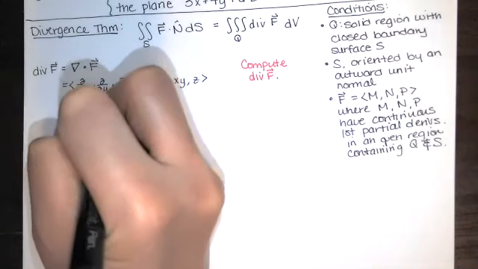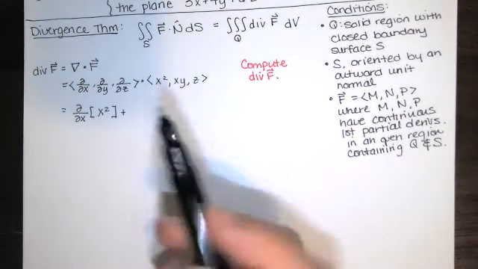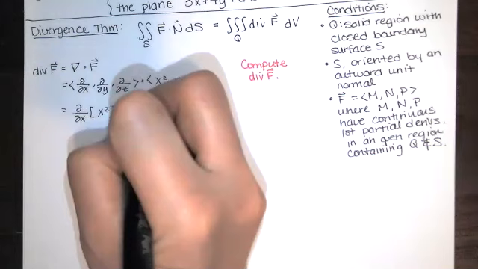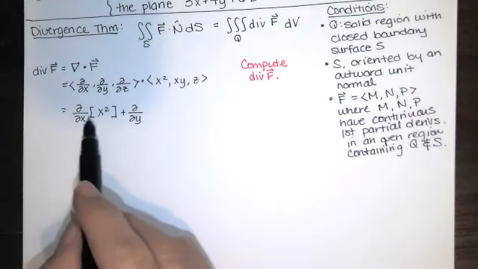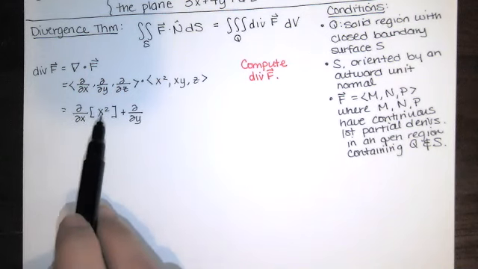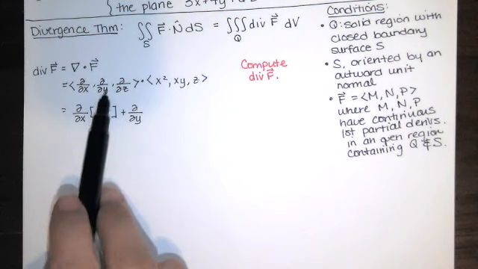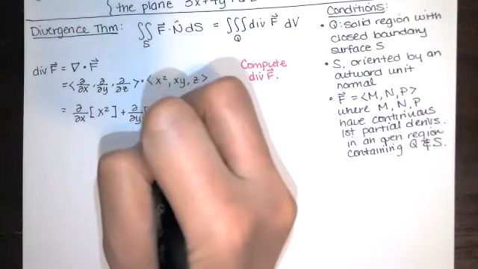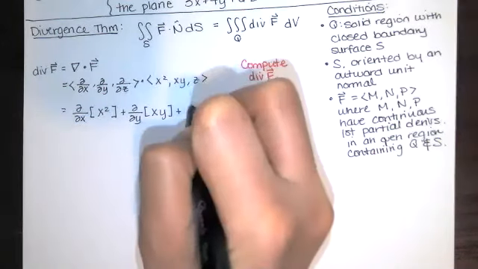Now, when you're working with the del operator, it's not multiplication. Everywhere you would typically multiply, you're going to operate instead. So instead of thinking of this as this times x squared, I want to think of this as the partial derivative with respect to x of x squared. And then we add the partial derivative with respect to y of xy. And then we add the partial derivative with respect to z of z.